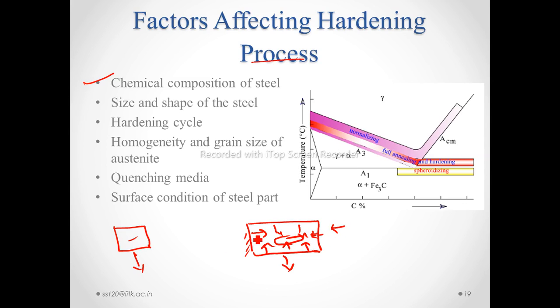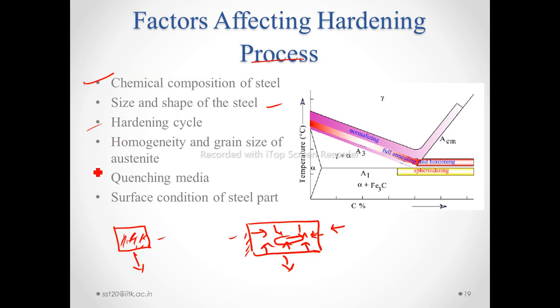These are larger substances. Whereas with small substances, when we cool the sample, it will transform into martensitic structure suddenly, because the heat is transferred suddenly and completely, and we can get good mechanical properties with minimum internal stresses. This is the main difference. This is how the steel size and shape will affect it.